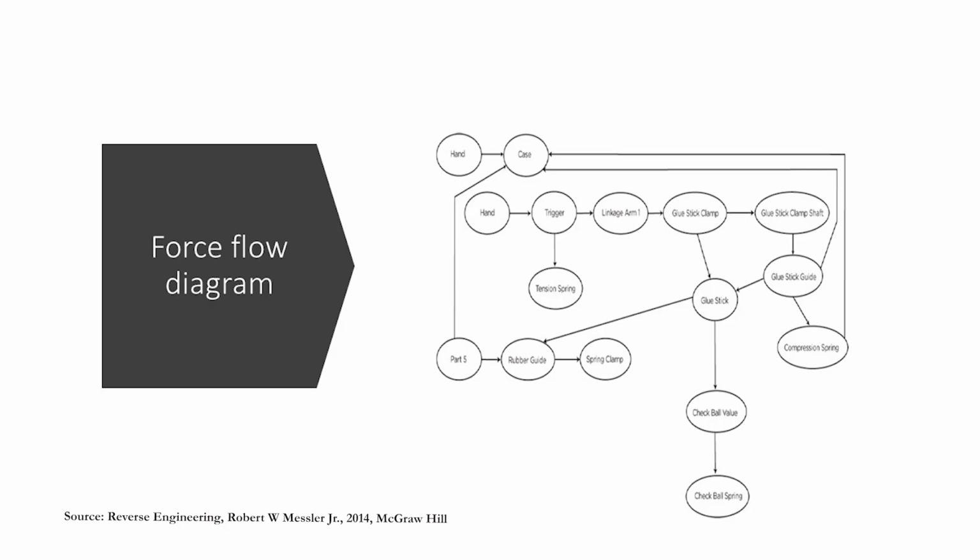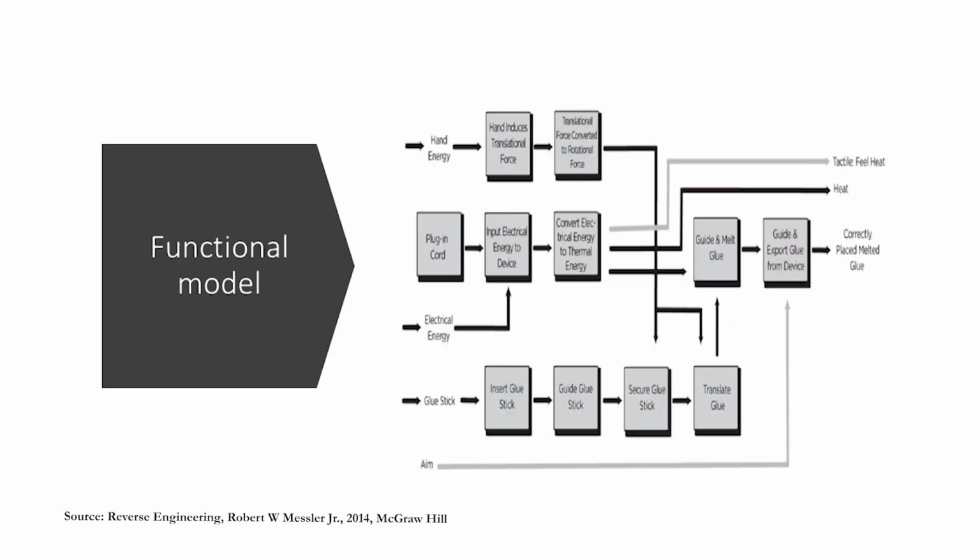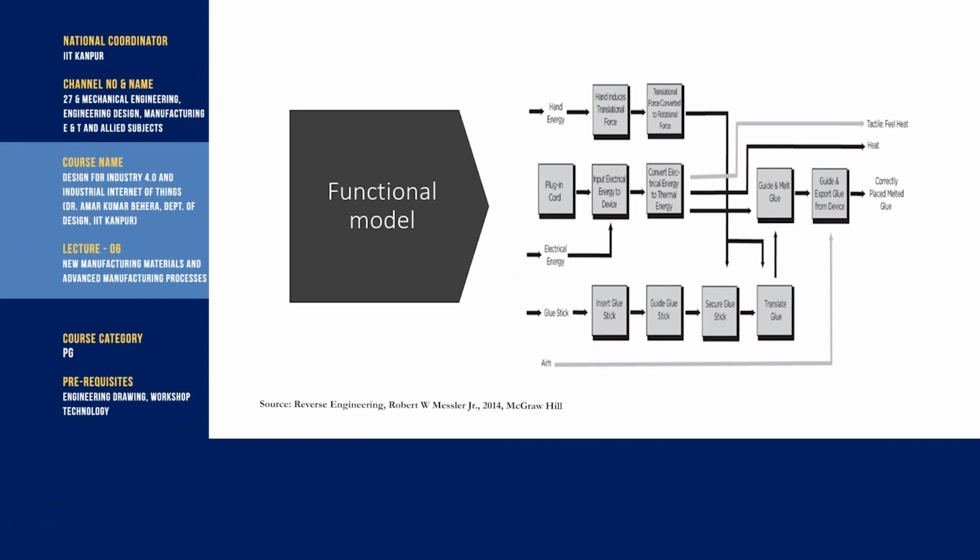Bit complicated, you can take a few products and try making force flow diagrams for yourself, and then you will get the hang of it. So, if we look at the functional model, that is different from the force flow diagram. The force flow diagram is just showing where the force is ending up, and through what all parts in the product the force is going through. But the functional model will tell you how it functions.